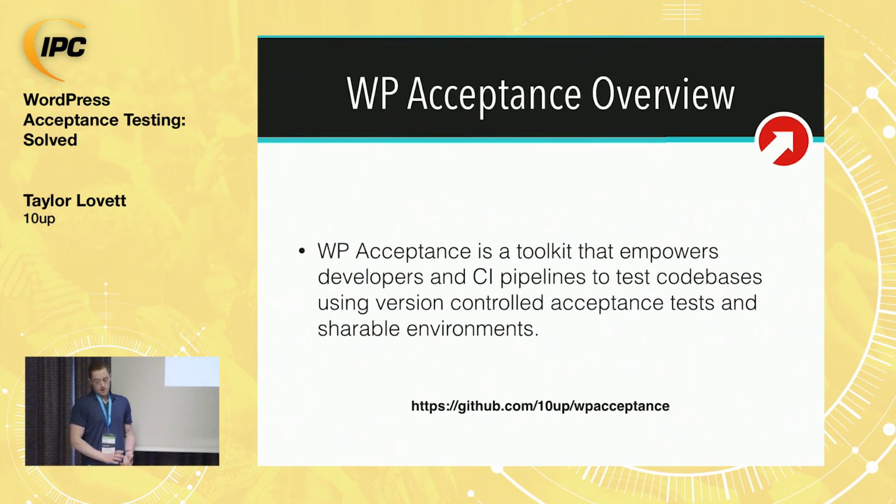So WP Acceptance, it's a toolkit. It empowers developers and CI pipelines to test code bases where the acceptance tests are version controlled and the environments are shareable. And I have a GitHub link. Of course, slides will be shared and everything like that.